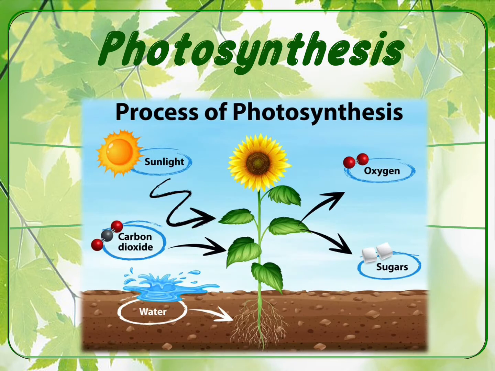The plant uses the energy from sunlight, carbon dioxide from air, and water from the soil to make the food, which is in the form of sugar and gives out oxygen. And this whole process is making food, which is called photosynthesis. We also learned that the sugar is stored as starch in the plant.